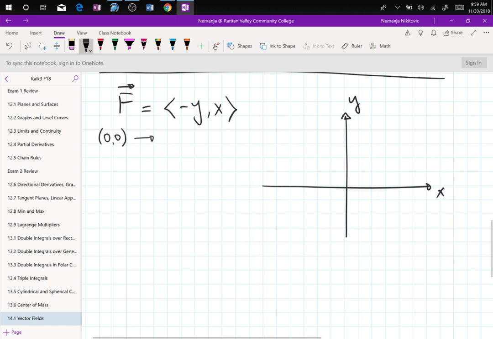When I plug in 0, 0, 0 for x and 0 for y, I do get vector 0, 0, which is a zero vector, so I just get a point. Nothing special. Great. How about 1, 0? Well, this is where you have to just do some chasing, right? Your x is 1, so the 1 goes there. And your y is 0, so you get 0, 1.